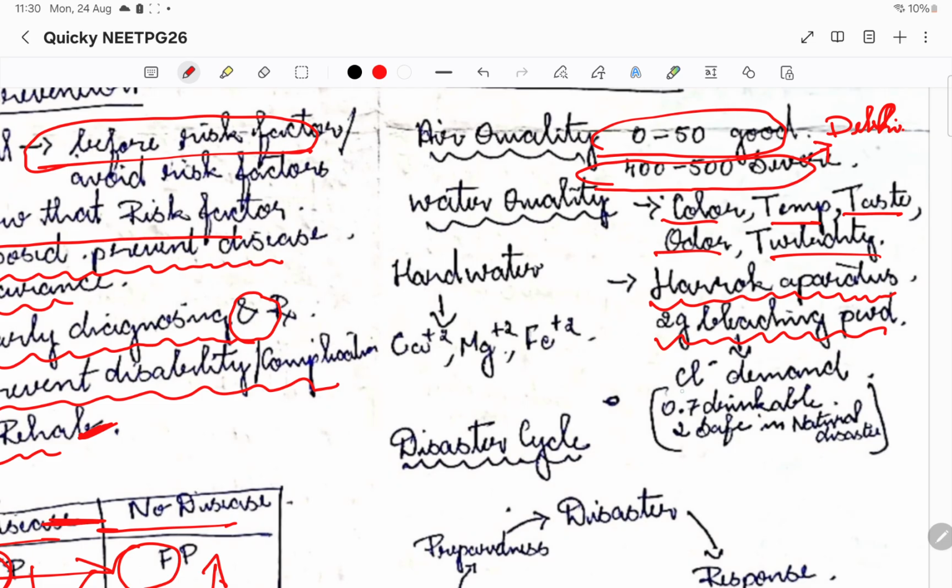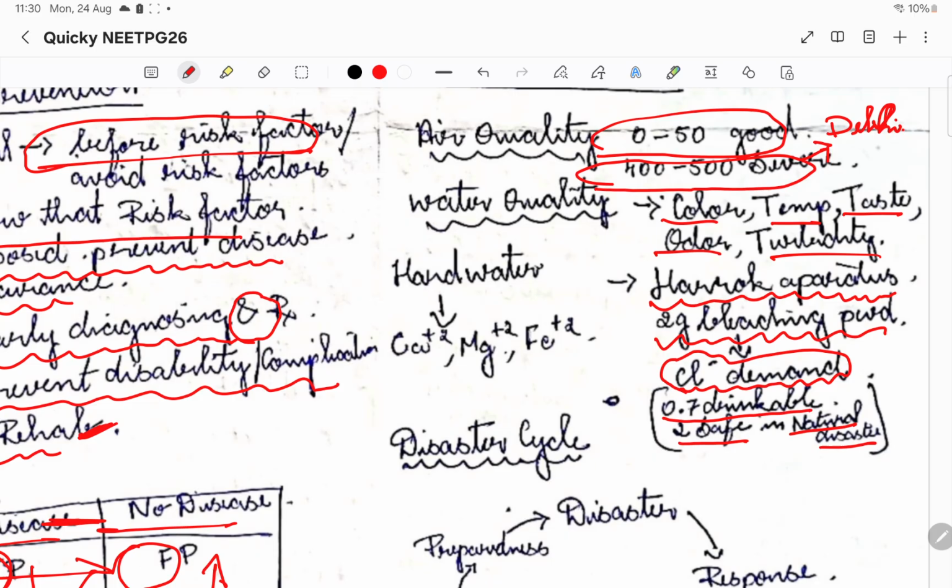It tells about the chlorine demand of the water, how the quality of that water is. So based on chlorine is what we do it. The interpretation is that a value of 0.7 with Horrocks apparatus, the chlorine level, 0.7 is drinkable, whereas 2 is safe in a natural disaster.